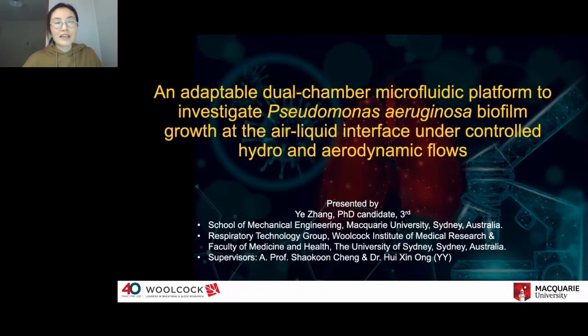I'm a PhD candidate in the Faculty of Engineering at Macquarie University and the Respiratory Technology Group of the Woolcock Institute of Medical Research. Thanks for giving me this opportunity to present one part of my PhD project: an adaptable dual-chamber microfluidic platform to investigate Pseudomonas aeruginosa biofilm growth at the air-liquid interface under controlled hydro and aerodynamic flows.